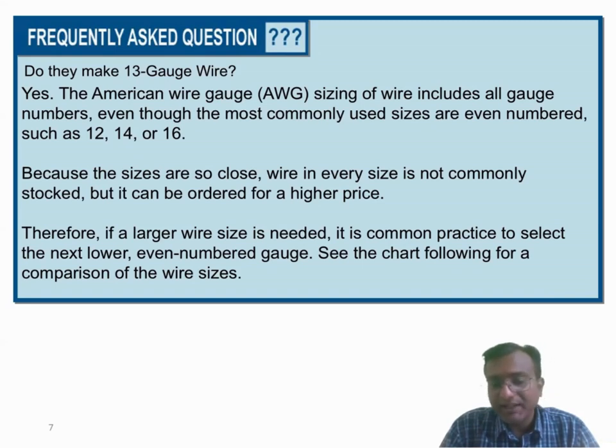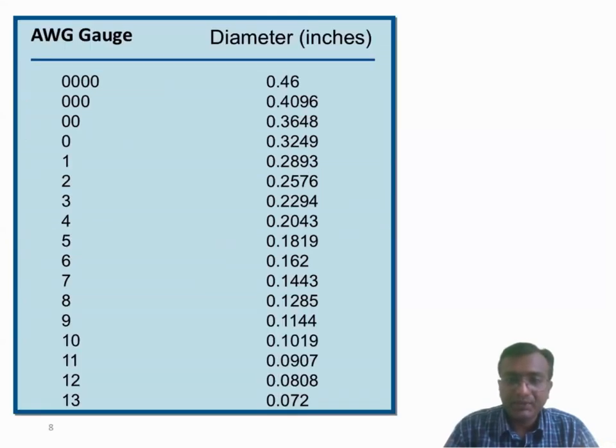But this wire is not readily available in the market because these wires are prepared according to standard dimensions, and these standard dimension wires are available in the market. You can get a 13 gauge wire from the manufacturer, but it will take more time because he has to manufacture it and then give it to you.